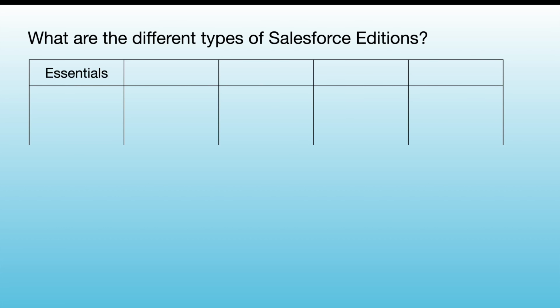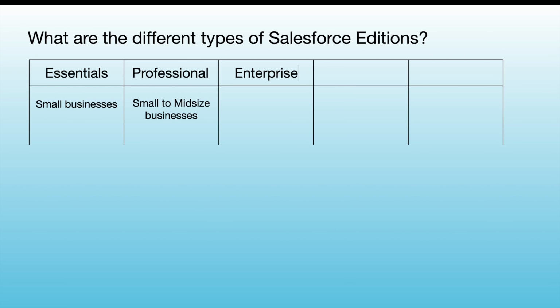The first one is Essential Edition, which is designed for small businesses that want to get started with a CRM very quickly. Next, we have the Professional Edition, which is designed for small to mid-sized businesses requiring full-featured CRM functionality. Coming to Enterprise Edition, which is intended for large and complex businesses. It provides advanced customization and administrative tools. This is one of the most popular editions of them all.